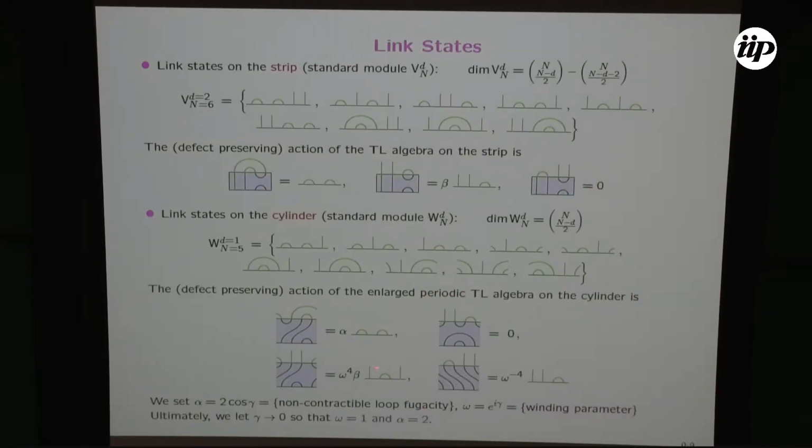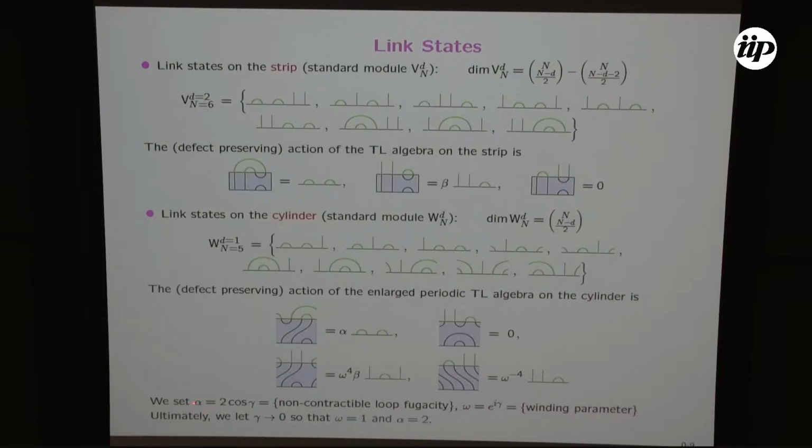Now there is some slight complication. Here, when I act, I form a closed loop on this boundary, so that picks up a factor beta. But now these defects are moving, so I introduce a winding parameter omega that keeps track of the winding of these defects. And over here, you can see that they're winding, but in the opposite direction.